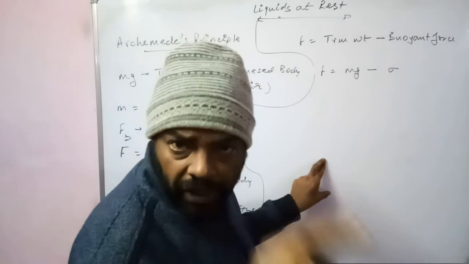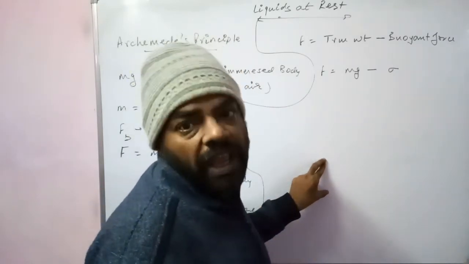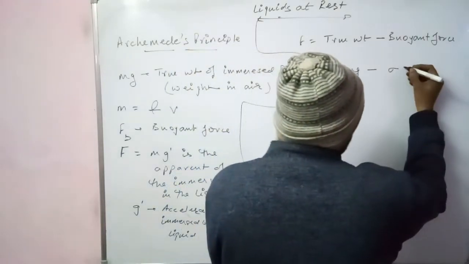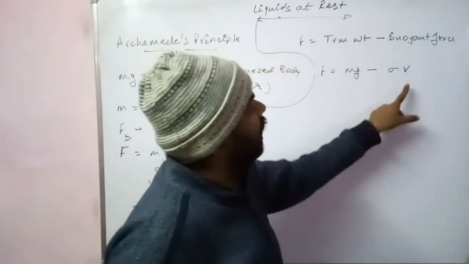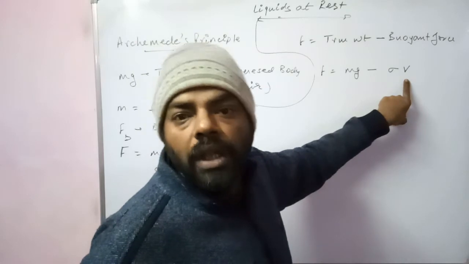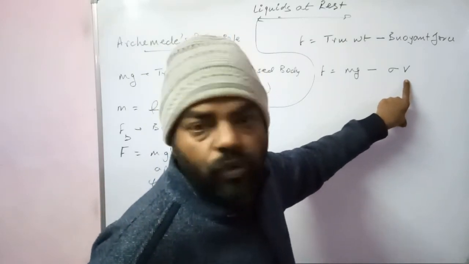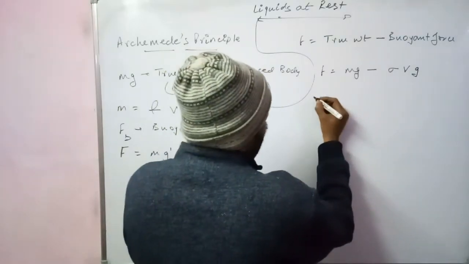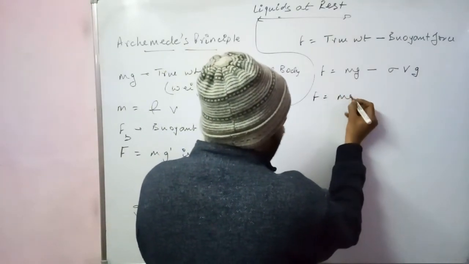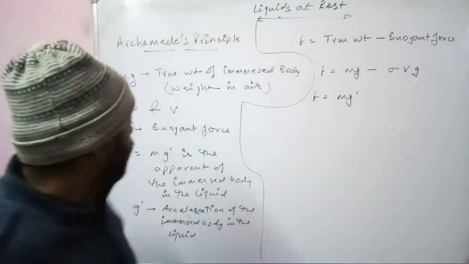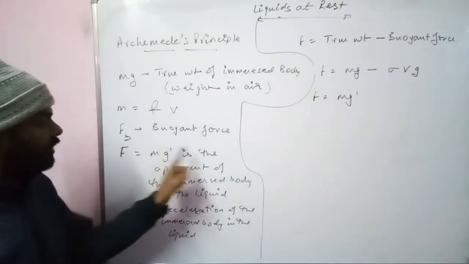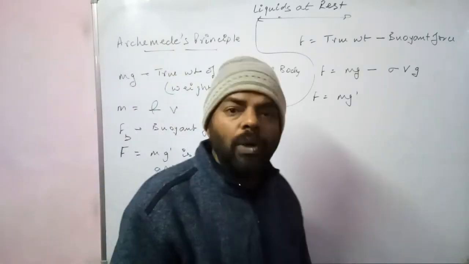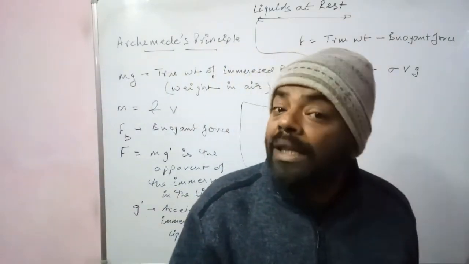Iron sphere completely immersed tha, so volume of the iron sphere will be exactly equal to the volume of the liquid displaced. Say V be the volume of the liquid displaced, or simply the volume of the iron sphere. Got it? And this F is written as, say, mg dash. बोला जा चुका है, this F equals to mg dash is the apparent weight of the immersed body in the liquid. और simple words में बोले, it is the weight of the body in the liquid.